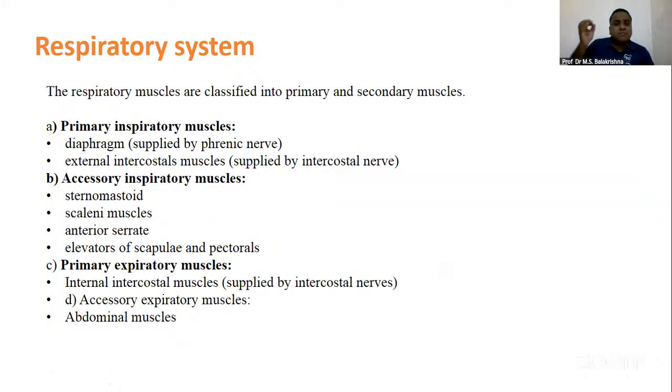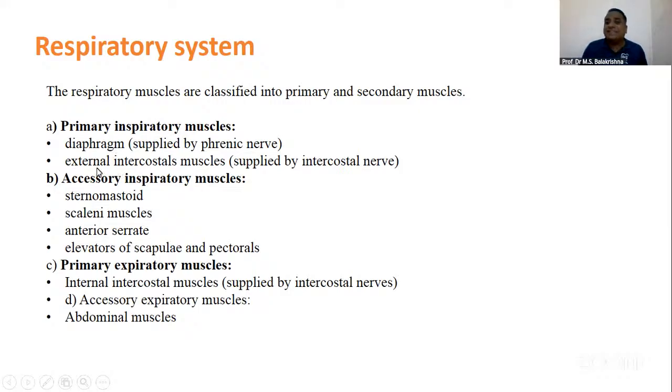Now, what are the muscles associated with the respiratory system? You have inspiratory muscles and expiratory muscles. Two phases are there. The inspiratory muscles, which help in inspiration, are again of two types: primary inspiratory muscles and accessory inspiratory muscles, or secondary, you can call it. The primary inspiratory muscle is the diaphragm. In the picture I showed you, one line like a diaphragm. So that is the primary inspiratory muscle.